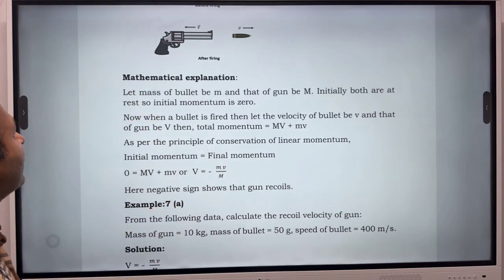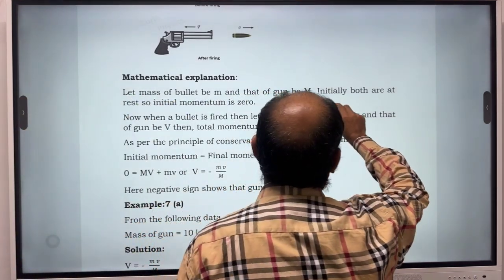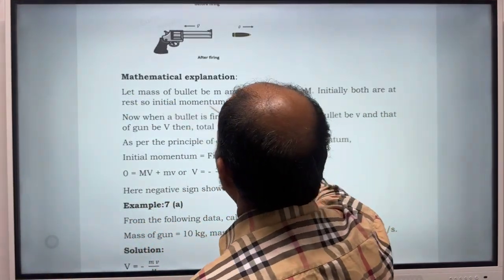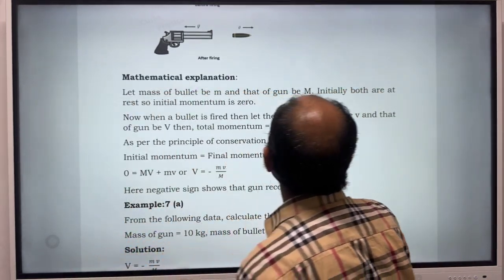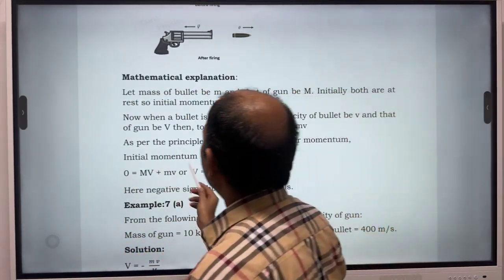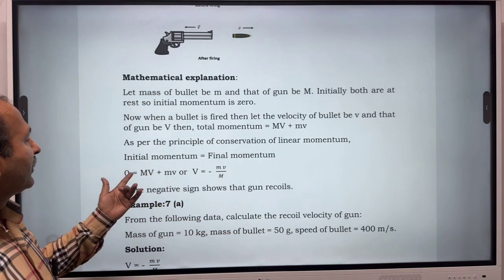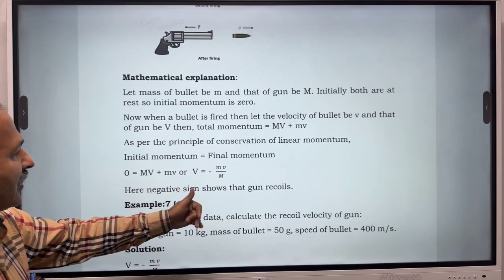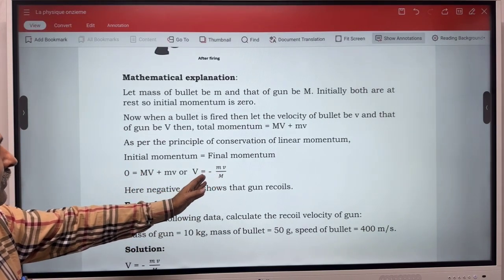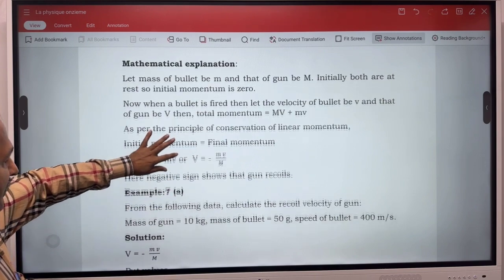As I told you, mathematical explanation, the same thing I'm reading. Let the mass of the bullet be small m and that of the gun be capital M. Initially both are at rest, so initial momentum is 0, and when they are fired, the total momentum comes out to be this much. Since momentum remains conserved, we can say that capital M capital V plus small m small v gives this much. So we are going to get recoil velocity capital V equal to minus mv upon M. The negative sign shows that the gun recoils.